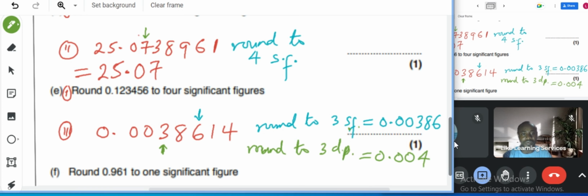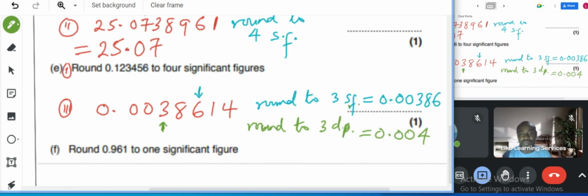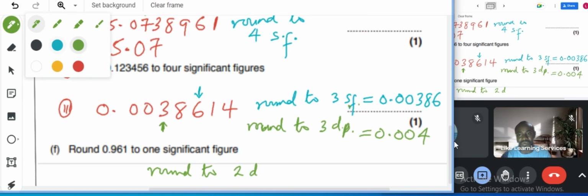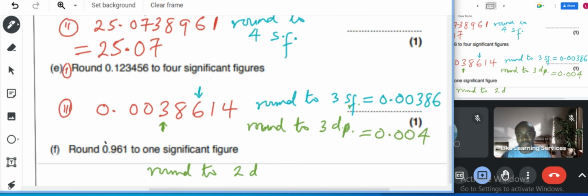0.004. Okay, maybe one more. Let me give you this one. Let's round it to 2 decimal places. Okay, I'll change this one to 6. So 8.961. Let's round it to 2 decimal places. Where are we supposed to stop at? 6. We're supposed to stop at this 6, isn't it?